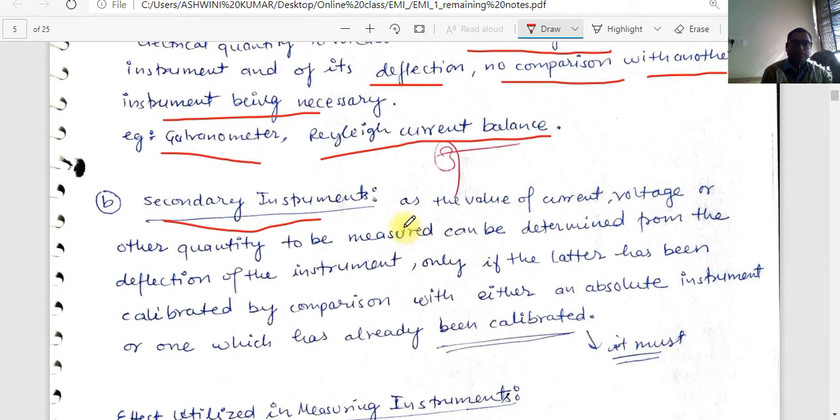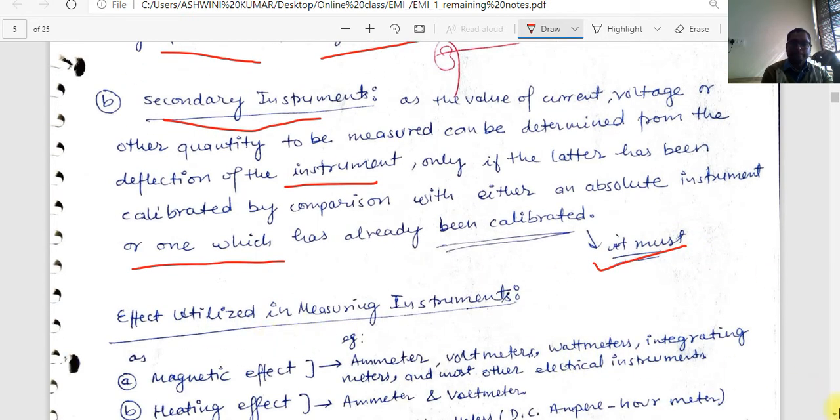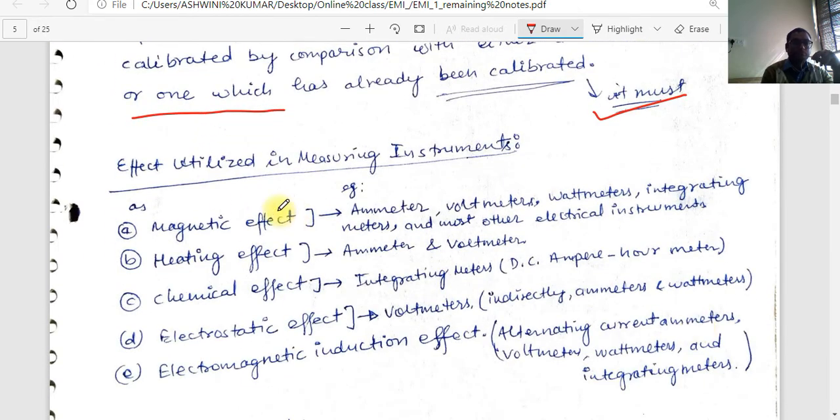What is the secondary instrument? The value of current, voltage or other quantities to be measured can be determined from the deflection of the instrument only if the latter has been calibrated by comparison with either an absolute instrument or one which has already been calibrated. It must be, means calibration must be done.